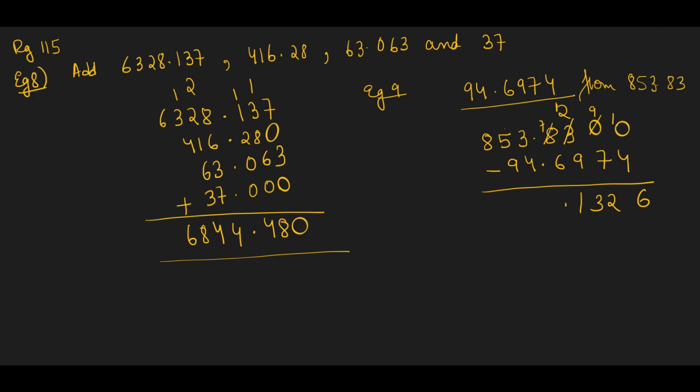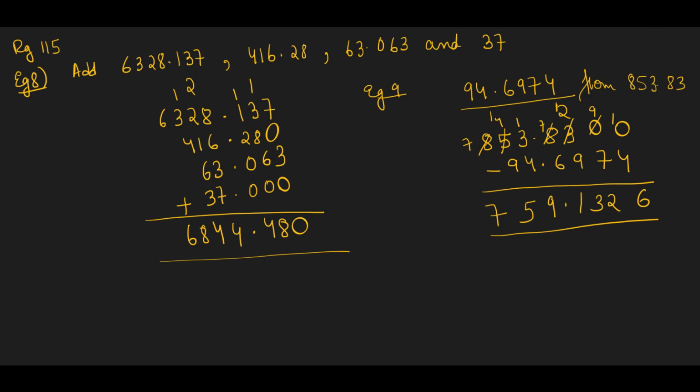Now here again, so it will be 9, and again the same way, and so the answer is 759.1326. This is your answer, children. Here the important thing to remember is that there was no number, so we need to put the zeros. In addition also, we need to put the zeros. So make sure you do this. You don't forget this. This is very important, children.